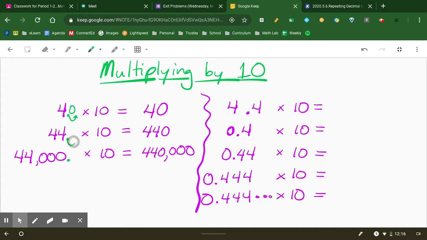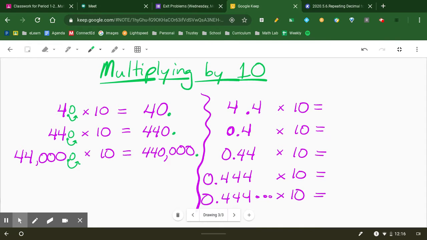Likewise, 44 times 10 moves the place value once. 10 44s would be 440. Then multiply 44,000 times 10, and so on. So really, to multiply by tens, it's not just zeros. It's really about place values. So let's continue that pattern.